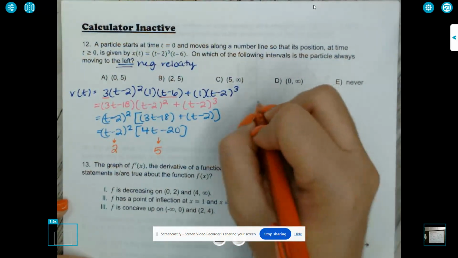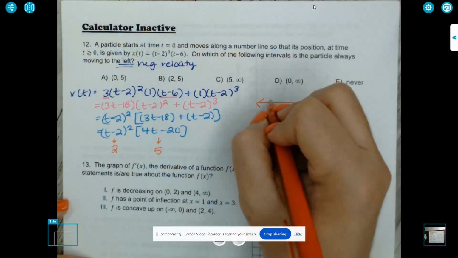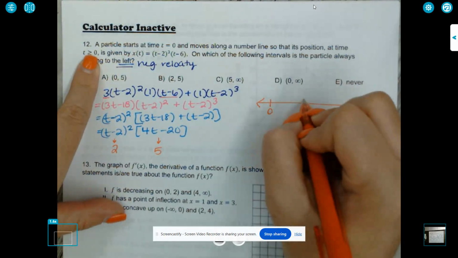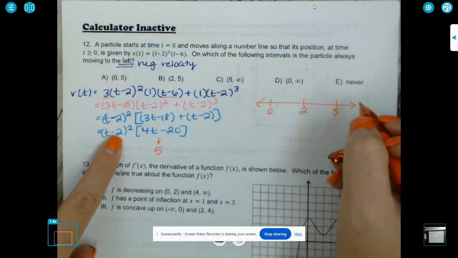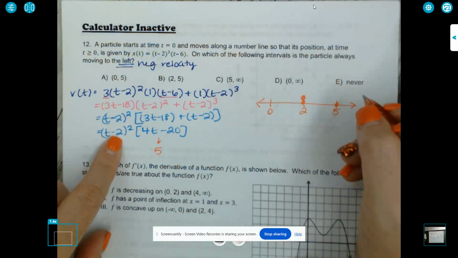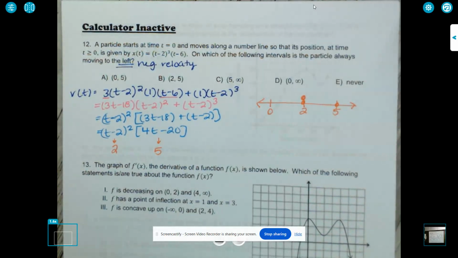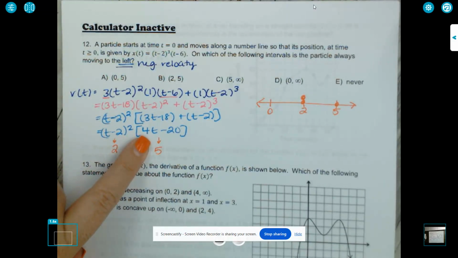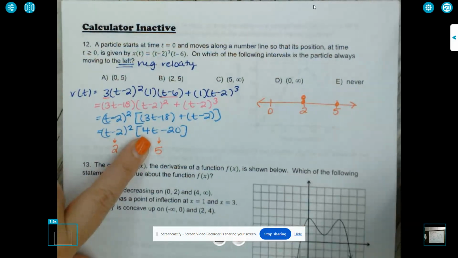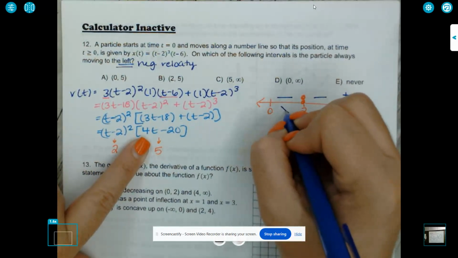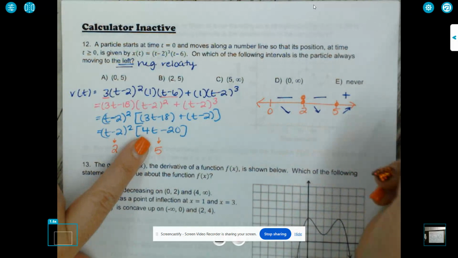So now I can put these on my number line. We're greater than 0, so I'm going to go to 0 here, and then we've got 2 and we've got 5. 2 is a double root. Okay, 5 is a single root. All right, so let's just pick 1. If I pick 1 here, whatever I get in the square is going to be positive. That's going to be negative, so that's going to make this negative. Even roots stay the same, odd roots change, so we're down, down, up.